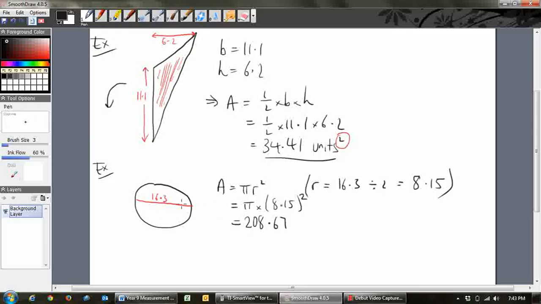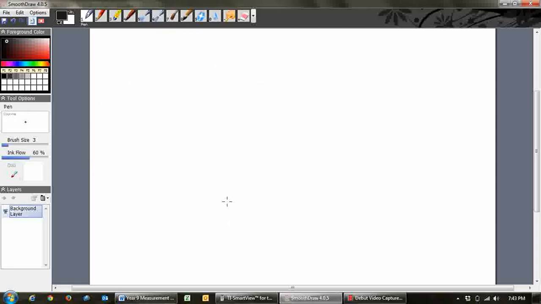What are my units? Again, there's no units included, so I'll just write units squared, and that's my answer. Okay, I might just do one more tricky one. Just remember, when you've got what they call composite shapes, you just need to add all the areas up together. I'll show you what I mean by this.